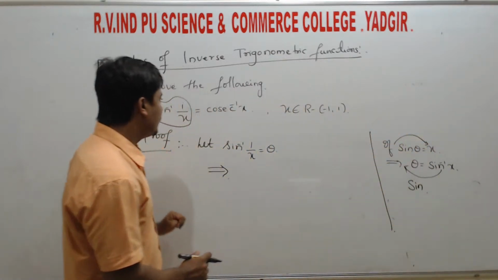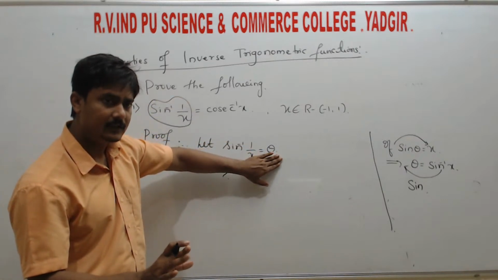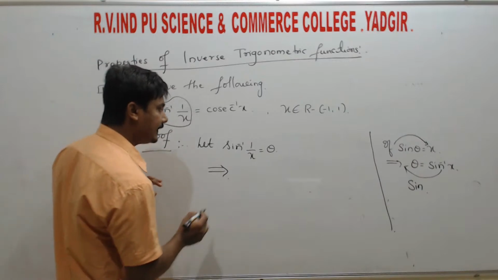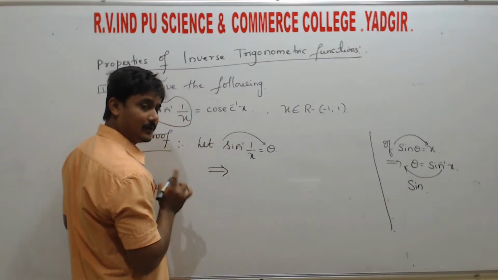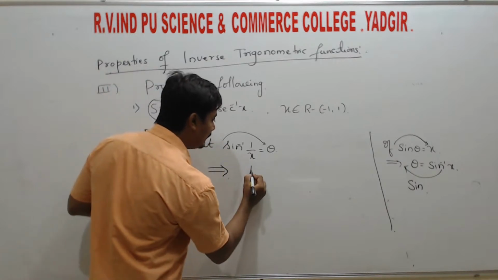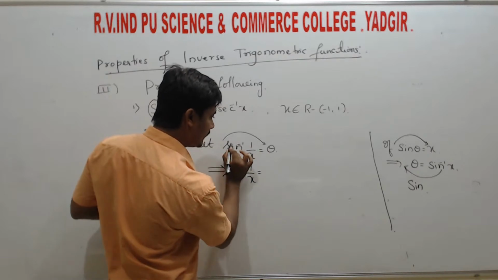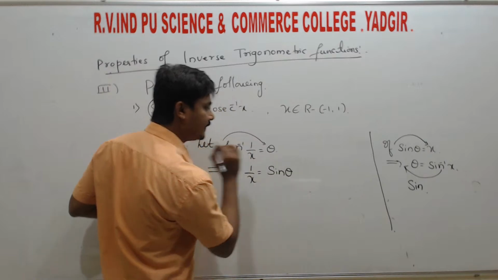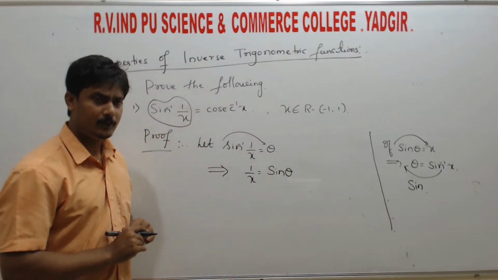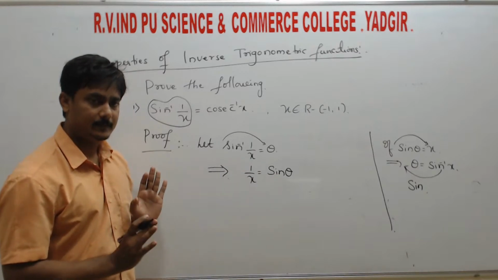So I have taken sine inverse of 1 by x equal to theta. By the definition, I will move this sine inverse to the right side. Then 1 by x will be equal to what? According to the definition, if it moves to the right side, we get sine theta. So 1 by x equal to sine theta.